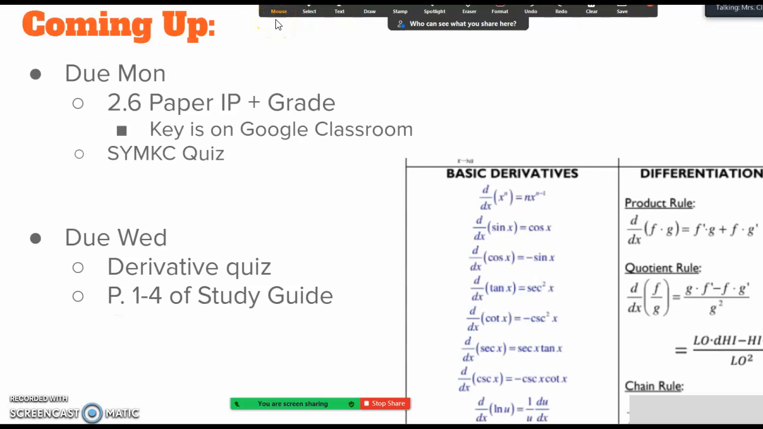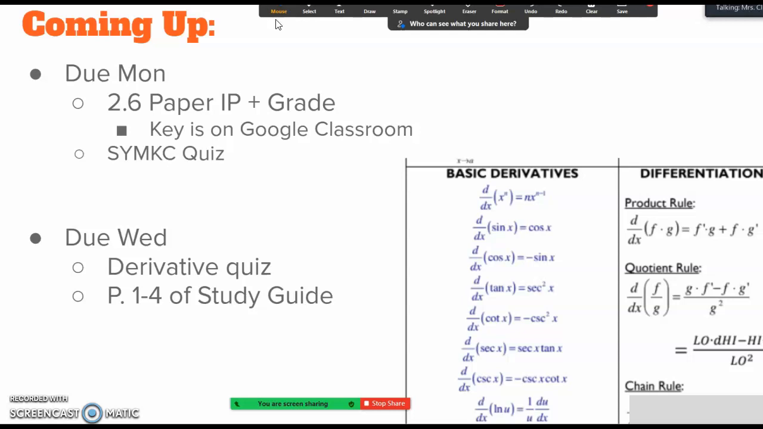So due Monday is 2.6 IP that you got from the sub. It says we must know whole place. Remember that the first page of your study guide is the stuff you must know for the quiz, practice quiz. On Wednesday, you guys are going to have a derivative quiz, and pages 1 through 4 of your study guide are due.